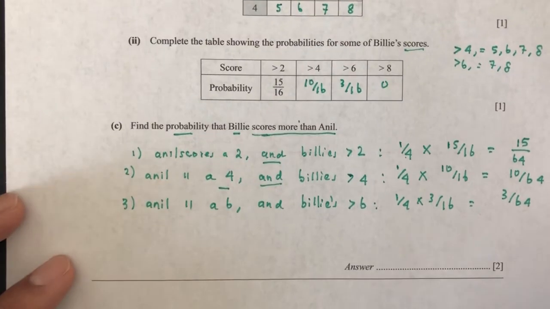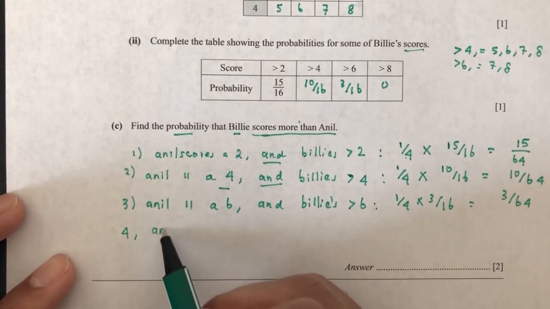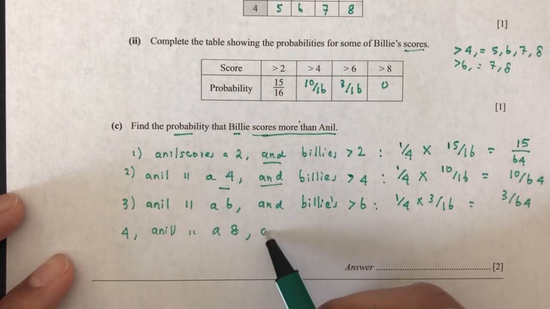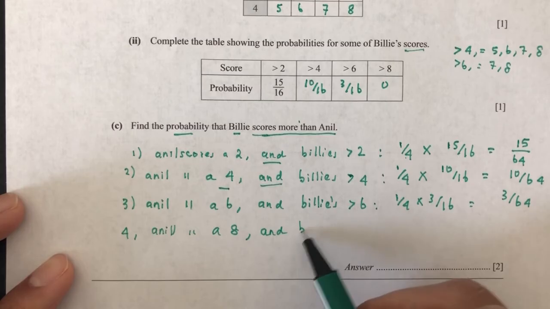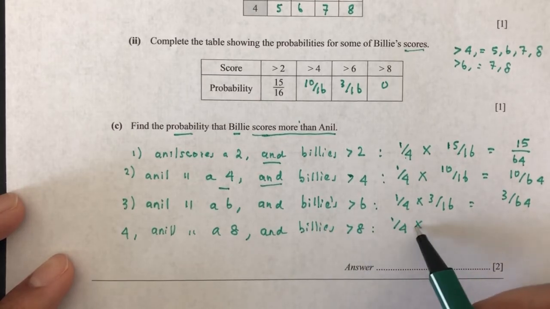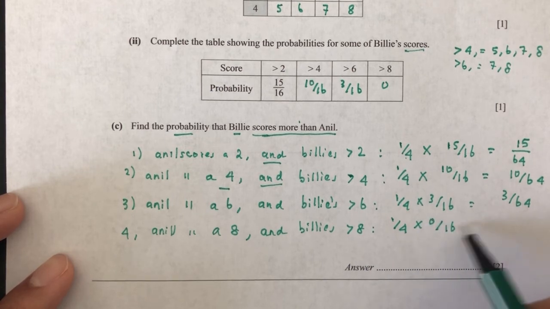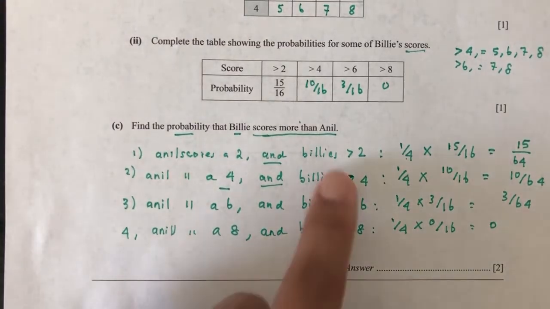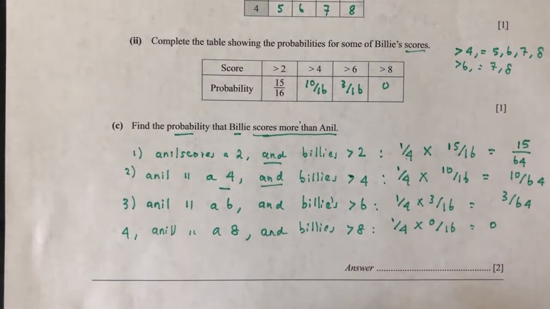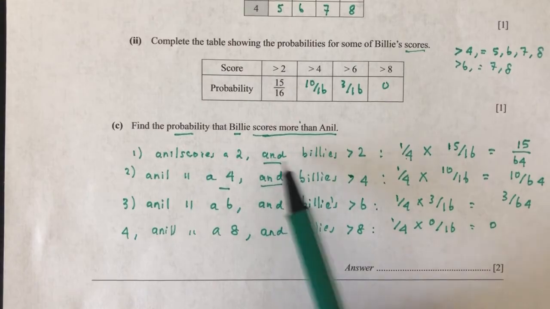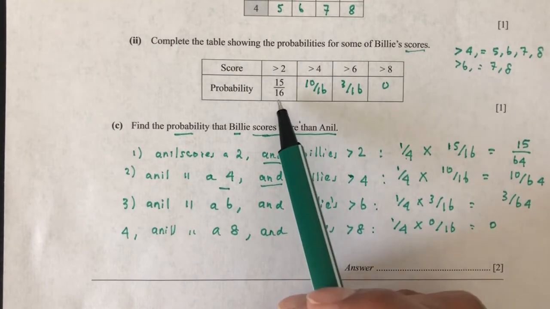Right. And part 4 is, if Anil scores an 8, Billy scores more than 8, so we have 1 over 4 times 0 over 16. That will be 0. So these are the cases where Billy scores more than Anil. So we have to find the chances of each case. So the first case is Anil scores a 2, it is 1 over 4, times Billy scores more than 2, which will be 15 over 16.